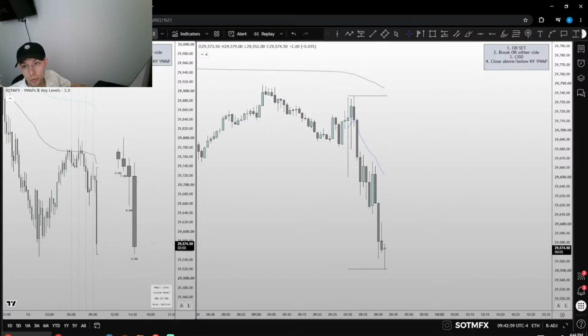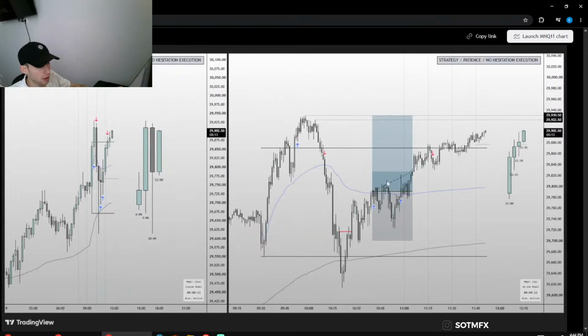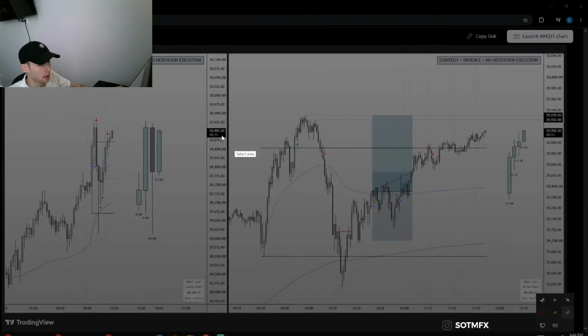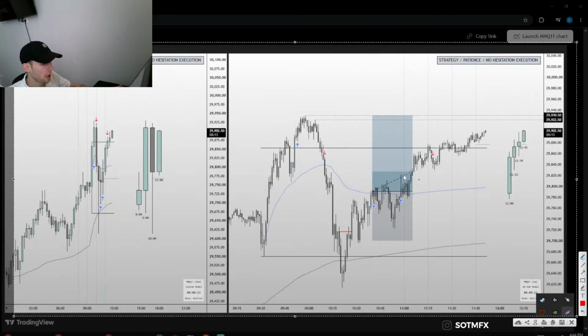I had double break, which was here. You can see that first buys were a break and retest. They did not play out. I waited for price to come lower. Price did break the opening range low.